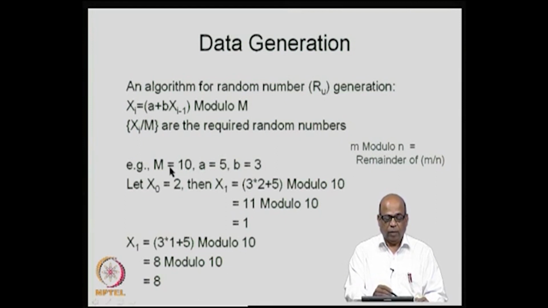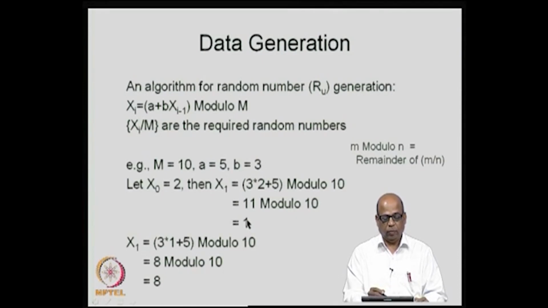So, m is equal to 10, a is equal to 5, b is equal to 3. These are the constants that you use in this algorithm. Let us say we start with x naught is equal to 2, then x i is equal to (a plus b x i) modulo 10, that is 11 modulo 10. So, you divide 11 by 10, the result is 1. Now, we use this 1 to generate the next x i.